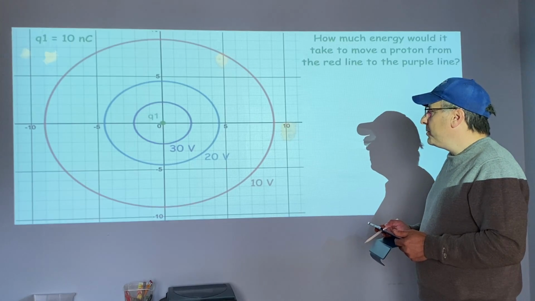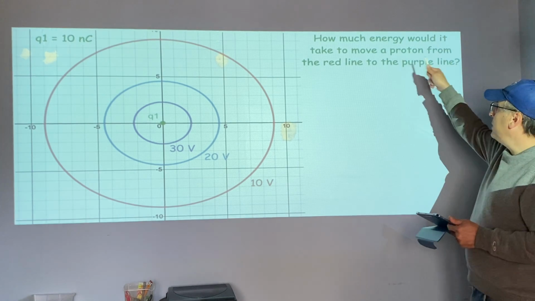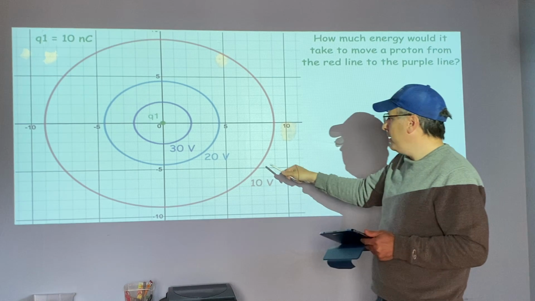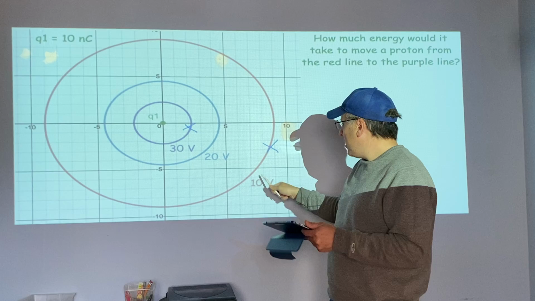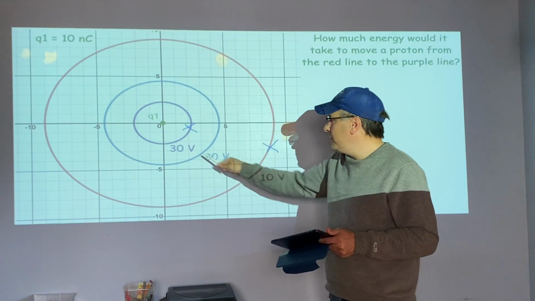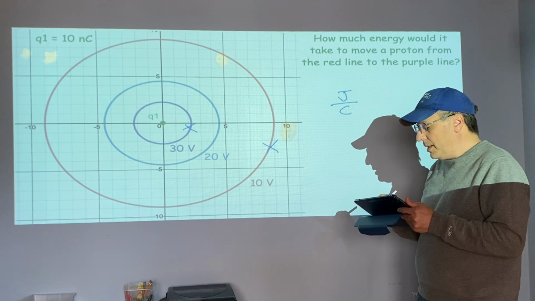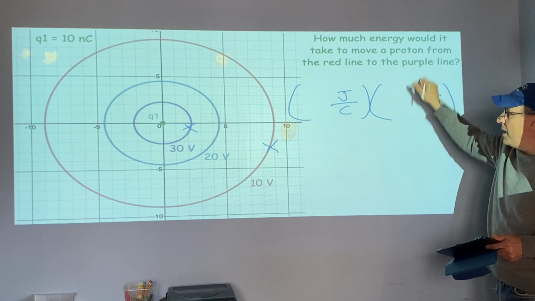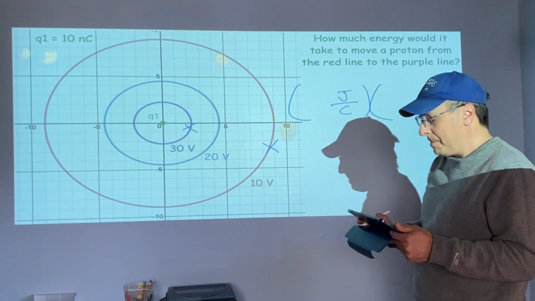Okay, so again, these are just some maps to look at. Here are a couple problems to try. How much energy would it take to move a proton from the red line to the purple line? Red to purple. Again, you don't care about the two numbers, you care about the difference. So find the difference in voltage between these two spots. That'll come out in joules per coulomb. Multiplied by the number of coulombs in a proton. That'll tell you how much energy to go from here to here for a proton.